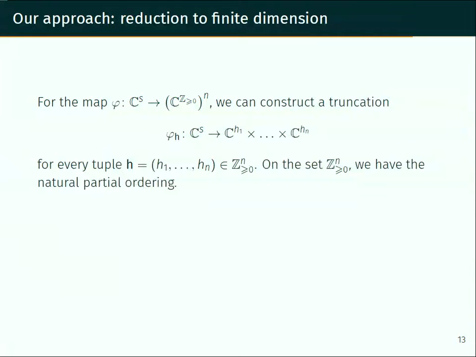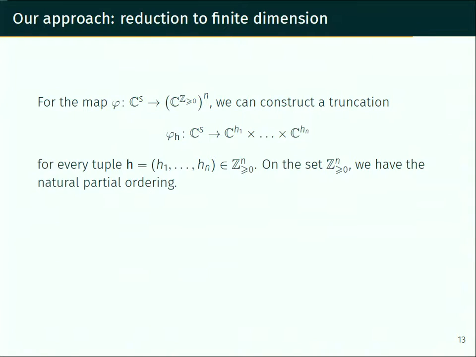So how can we do that? If we have such a map to infinite dimensional space, we can truncate it. We can throw away components that correspond to too high derivatives of y. What do you mean we can truncate it? Yeah, starting from this map and taking some tuple of non-negative integers, we can construct a polynomial map within finite dimensional spaces from our initial map, just ignoring some coordinates of the image.